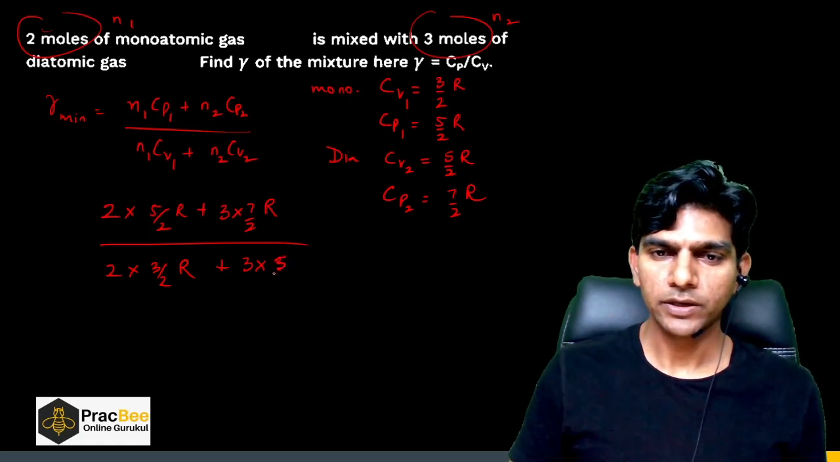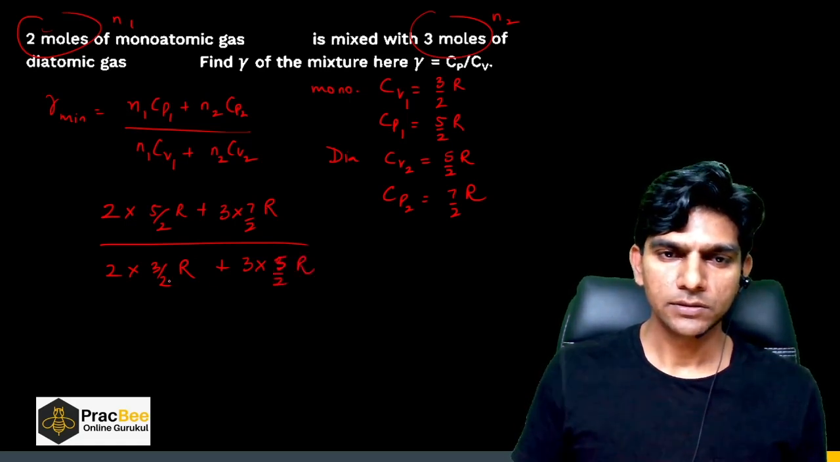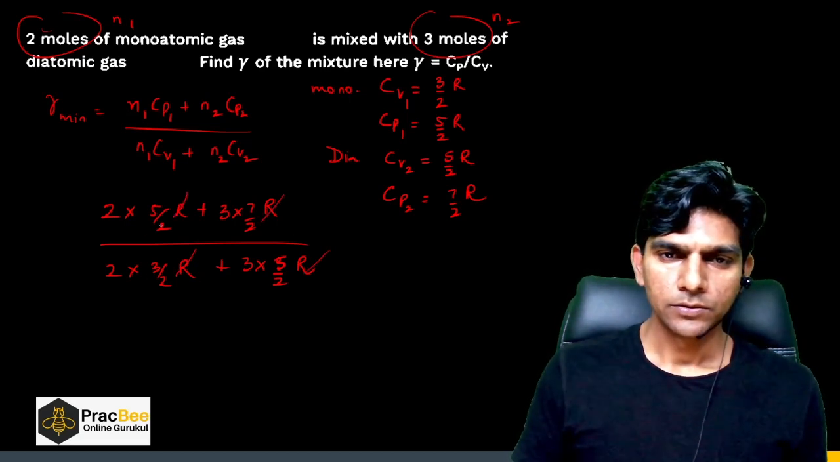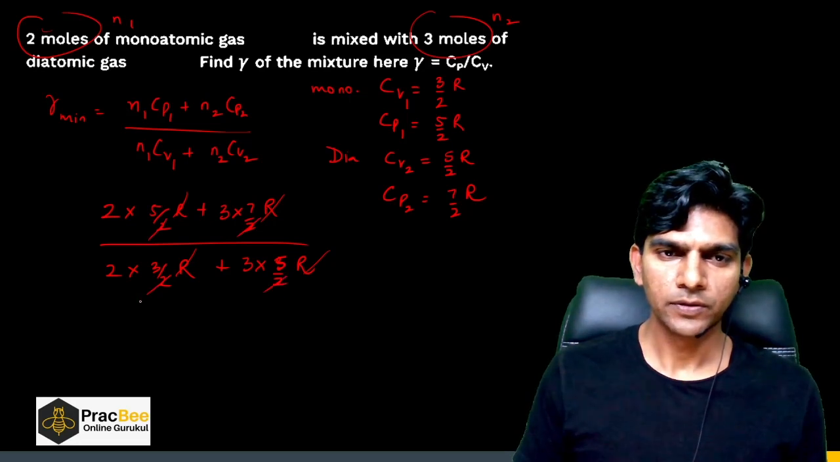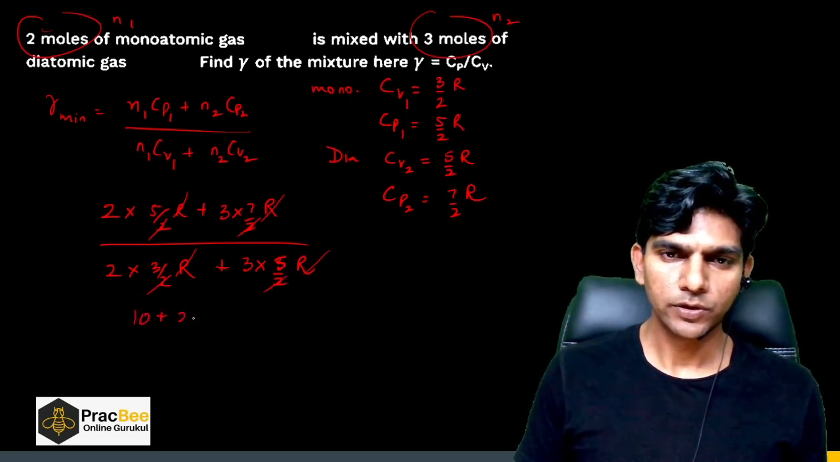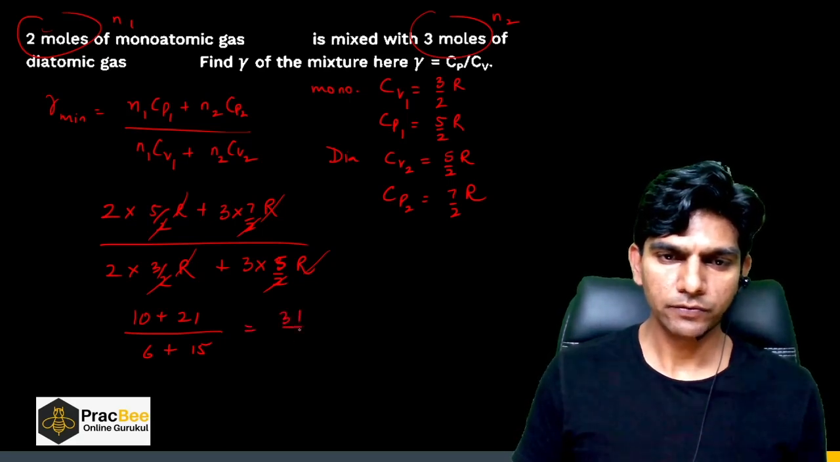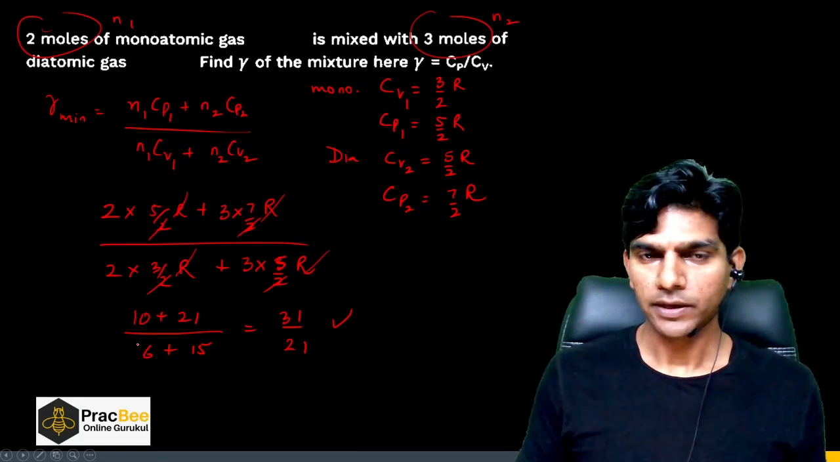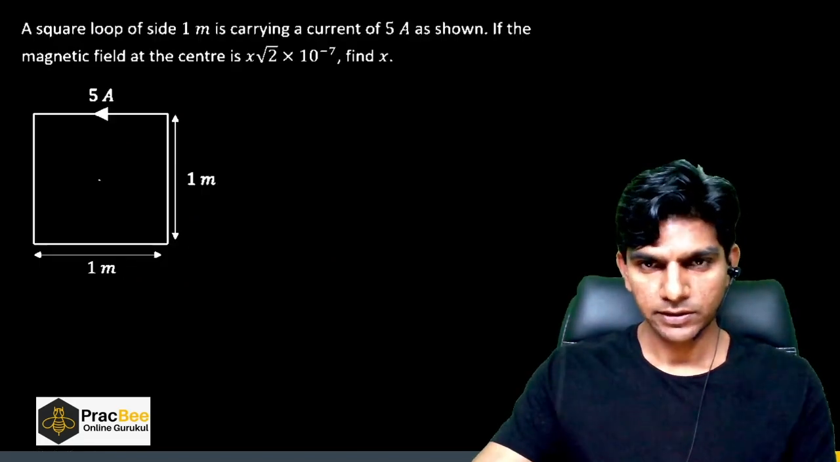5 by 2R. Now this R will get eliminated, and even this 2 will get eliminated. So we have 10 plus 21 divided by 6 plus 15. So this comes out to be 31 by 21. So that should be the answer of this question. Again, a formula based question.